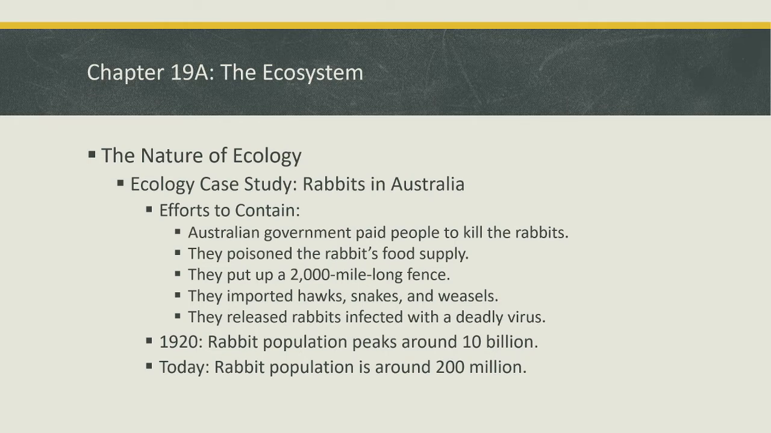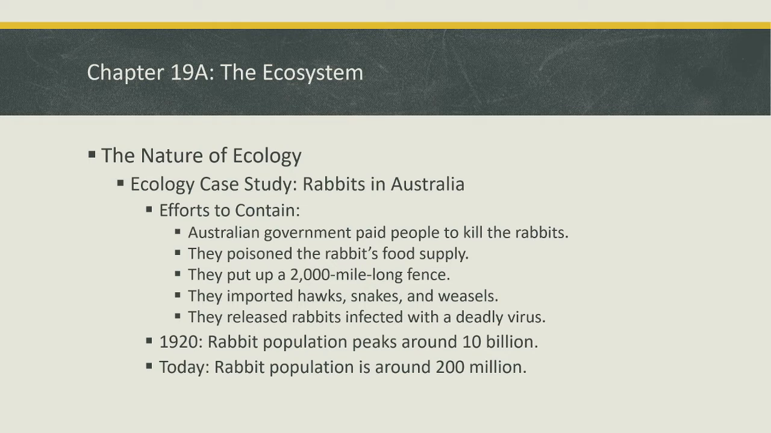And then the last sub-bullet under efforts to contain is they released rabbits infected with a deadly virus. They found a virus that is very deadly just to rabbits, and they released rabbits who were infected with that virus into the rabbit populations, and they saw some success with that as well. And I think that's something that they are still doing, but it still wasn't quite dealing with the problem as well as they thought.